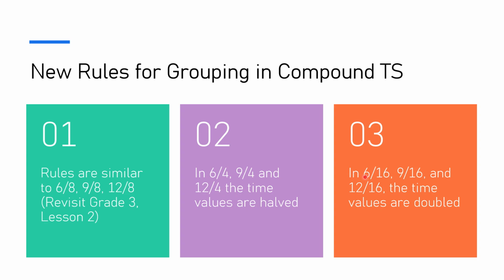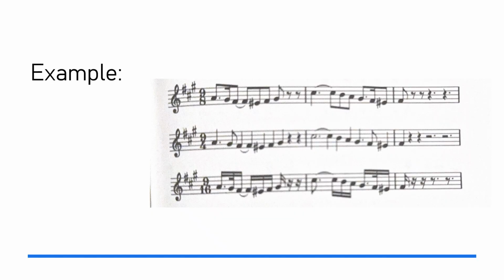So you see why it's important to really go back and revisit grade 3 lesson 2 if you struggle with the rules for grouping notes and rests in compound time. And this is just to give you an example of what I mentioned. This is what we did in grade 3, 9-8, and you can see the principles for grouping: you have to group a beat together.